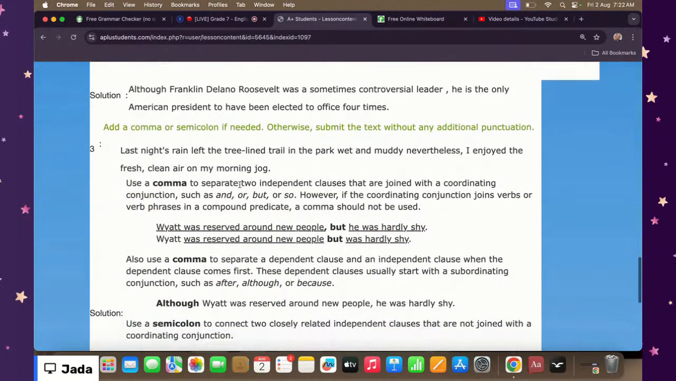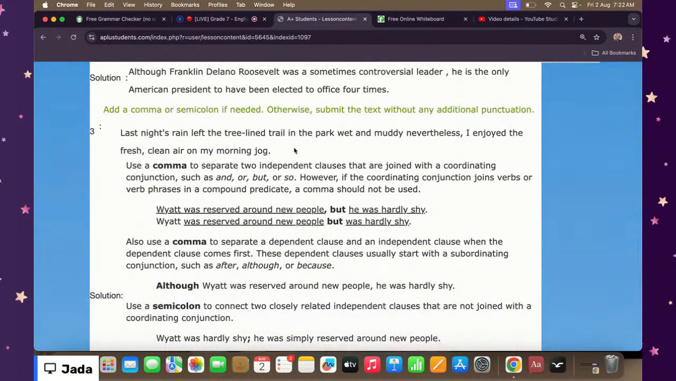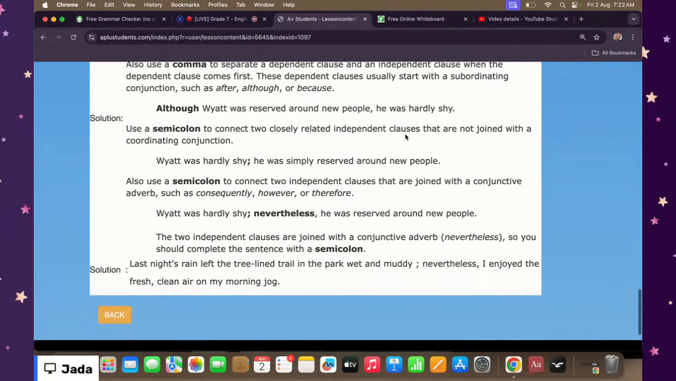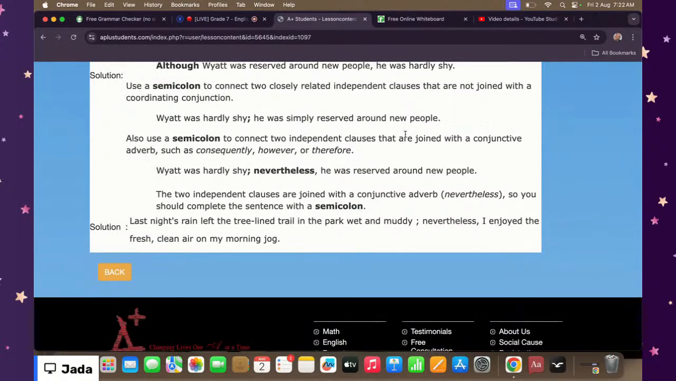Last night's rain left the trail in the park wet and muddy. Nevertheless, I enjoyed the fresh, clean air on my morning jog. So remember that we have the conjunctive adverb nevertheless. So before that, you need to add your semicolon. So that's what you do. You add your semicolon before you have nevertheless, therefore, however, all those conjunctive adverbs.